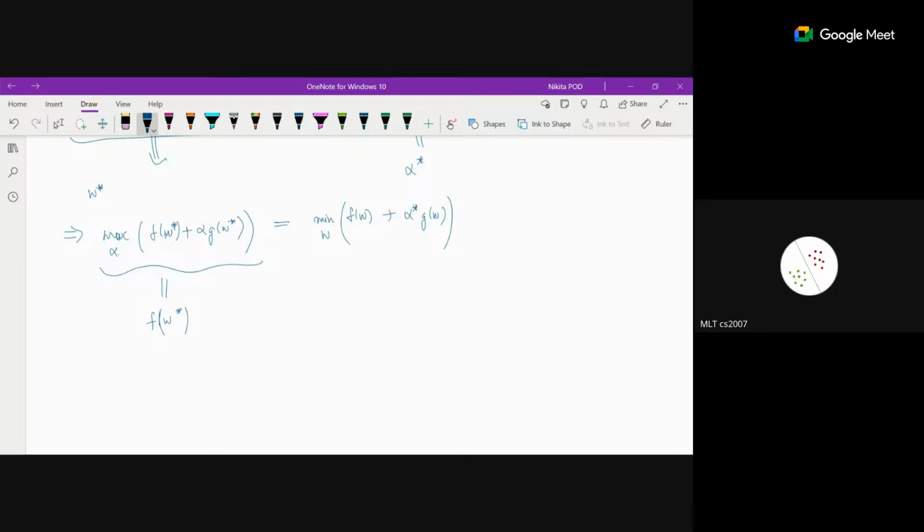So when we took g(w star) to be less than or equal to 0, we got the max of this to be just f(w star). So from here, what we can say is that max over alpha of f(w star) plus alpha g(w star) is equal to f(w star). Now this value is going to be equal to min over w of f(w) plus alpha star g(w).